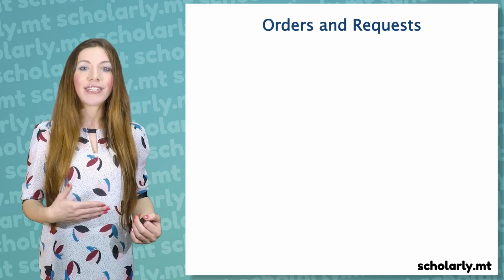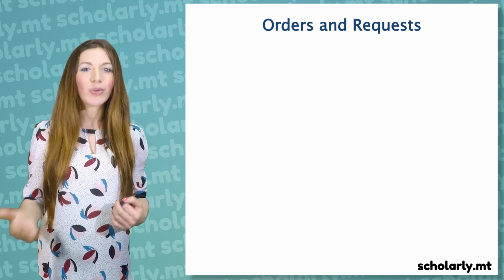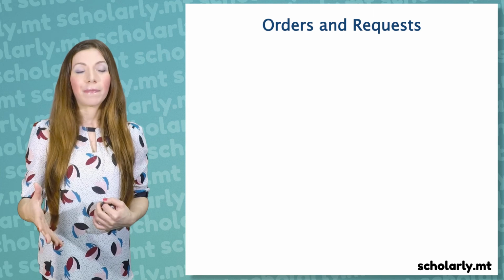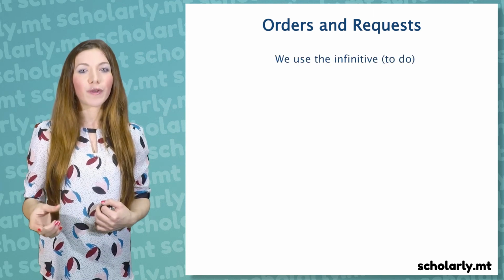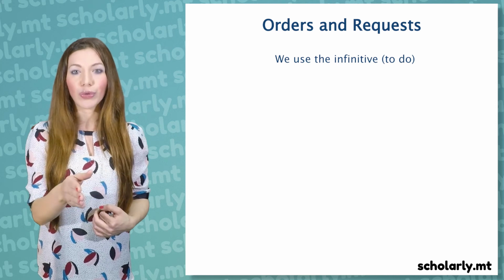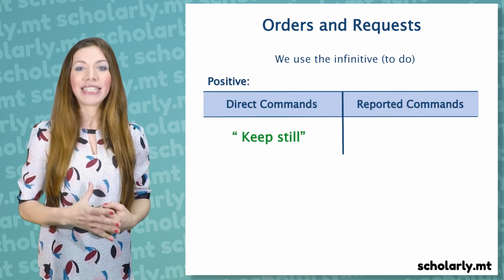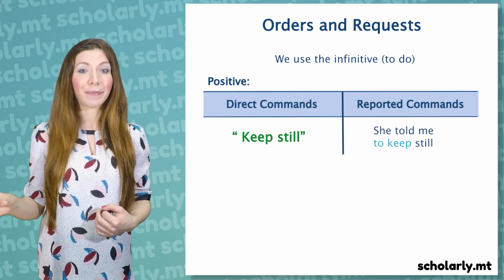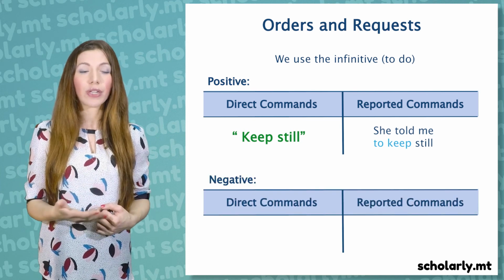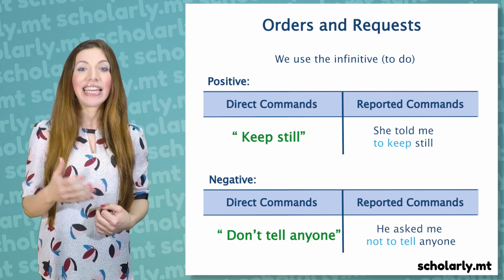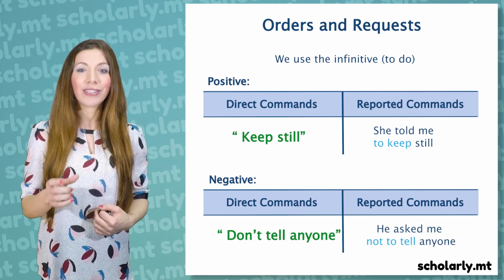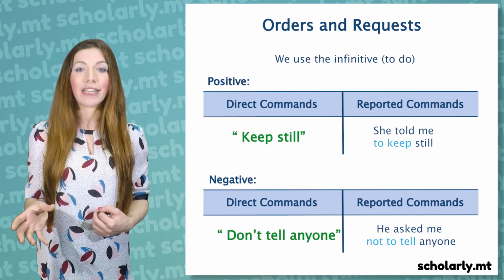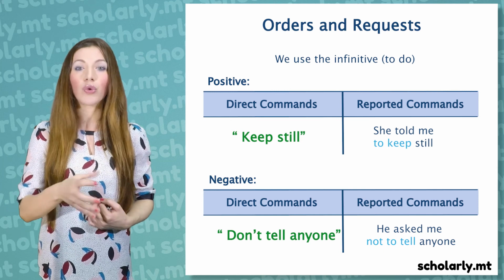Now, what about orders and requests? How do we change those in reported speech? When we have an order, like "Keep still," we use the infinitive, which is the verb plus to. So for the command "Keep still," I would say she told me to keep still. Now when we have a negative command, for example, "Don't tell anyone," he asked me not to tell anyone. So in this case, we use not before the infinitive, before to and the verb, not to tell.